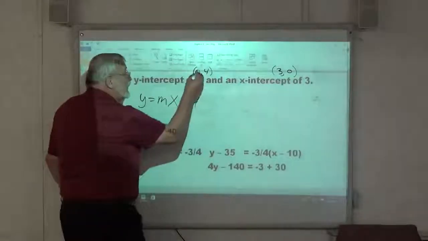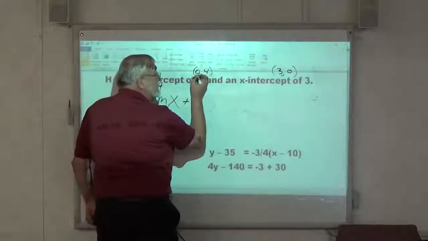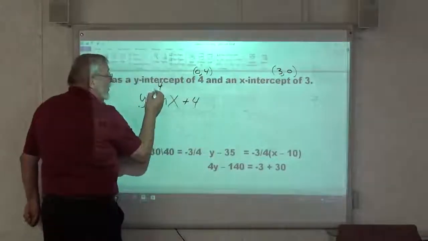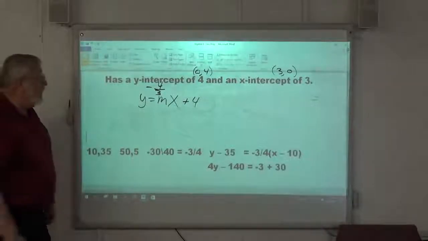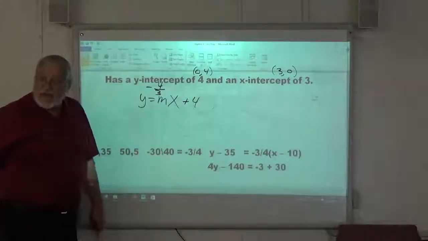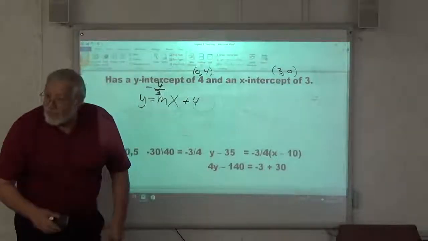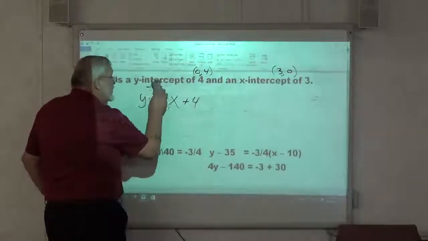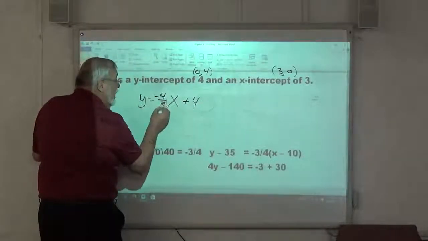So what is 4 subtract 0? 4. What is 0 subtract 3? Negative 3. So therefore my slope is negative. But you can't leave it in that form, because you have to leave it in what form? Standard form. So I can replace this with negative 4/3.